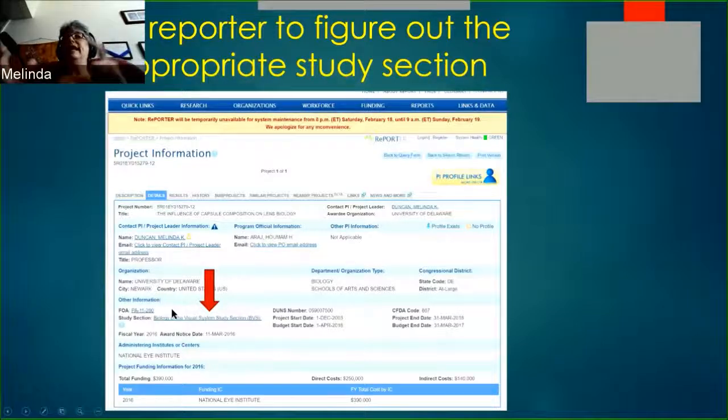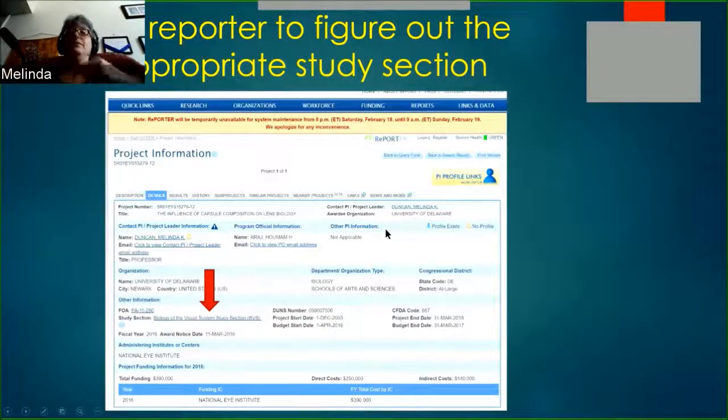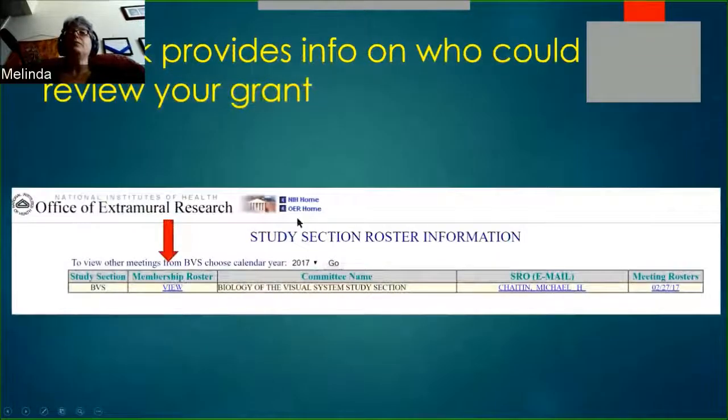So this is, again, a case where just because it sounds like your grant should go a certain place doesn't mean it will be reviewed there. I could tell you the whole history of why my grant goes here and not to a diseases study section, but if you're new to a field it's not possible to know the history of why certain grants are reviewed by certain study sections. So in my case, my stuff goes to Biology of the Visual System.